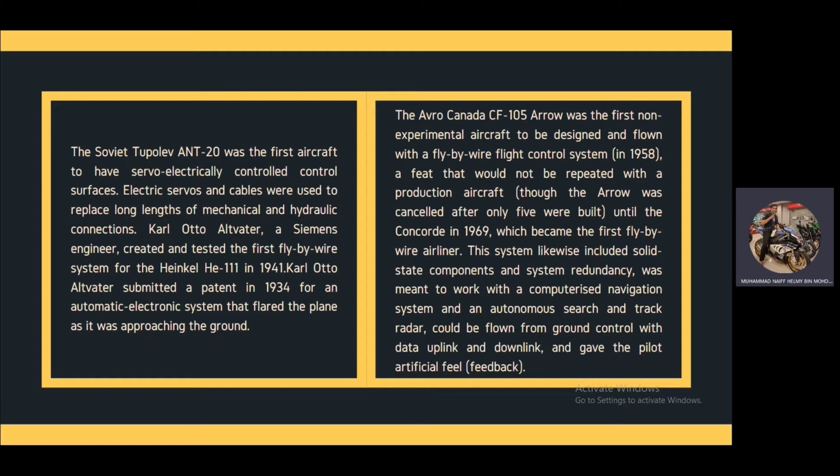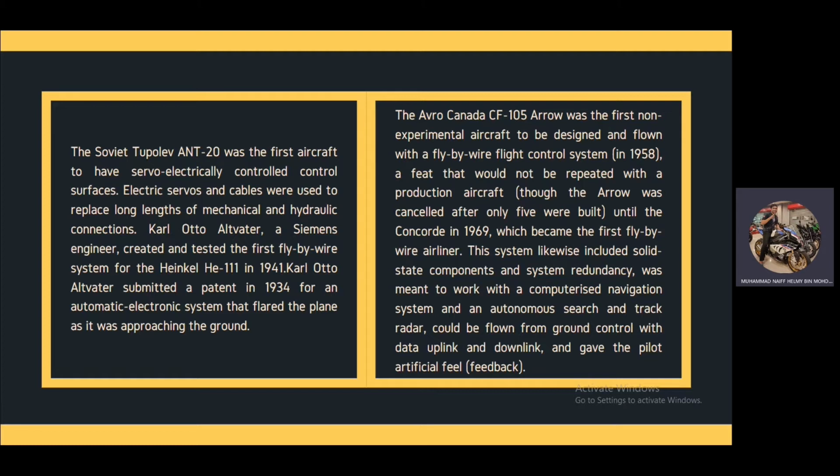Carl Otto Alvater submitted a patent in 1934 for an automatic electronic system that flies the plane as it was approaching the ground. Okay, next, the Avro Canada CF-105 Arrow was the first non-experimental aircraft to be designed and flown with a fly-by-wire flight control system in 1958, a feat that would not be repeated with a production aircraft.